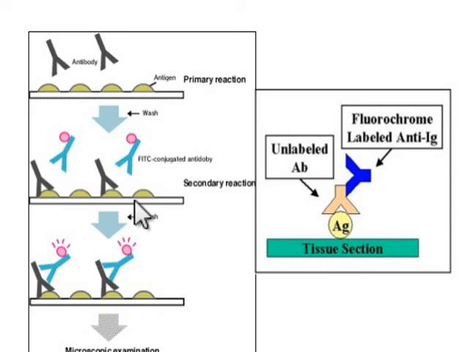And this method is mainly used to test the number of cells producing antibodies for specific antigens. For specific antigens, how many antibodies are producing can be detected by using this. This is the immunofluorescence technique that contains indirect, direct and sandwich methods. That is the immunofluorescence technique.